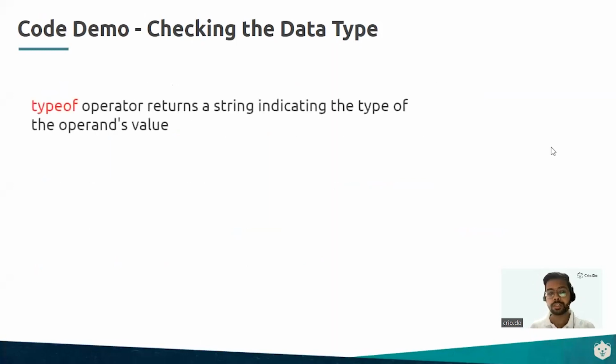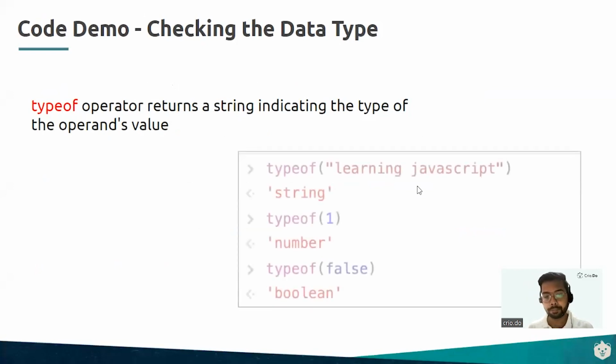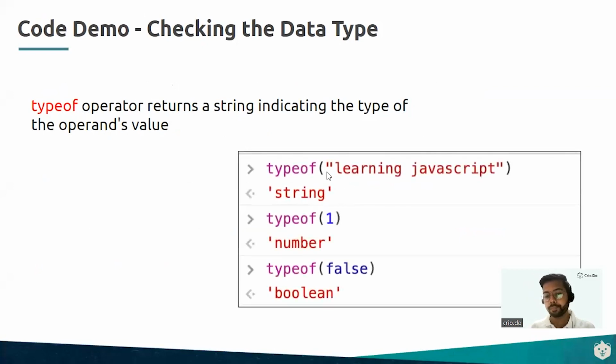Yes, we can. For that, we have an operator which is known as the typeof operator. We write it together itself. There is no space between them. The typeof operator returns a string indicating the type of the operand's value. Okay, so let me show you a demo right on Replit. As you can see, we can check typeof all of these values in order to get the data type they belong to. Let's go ahead and do a demo for the same as well.